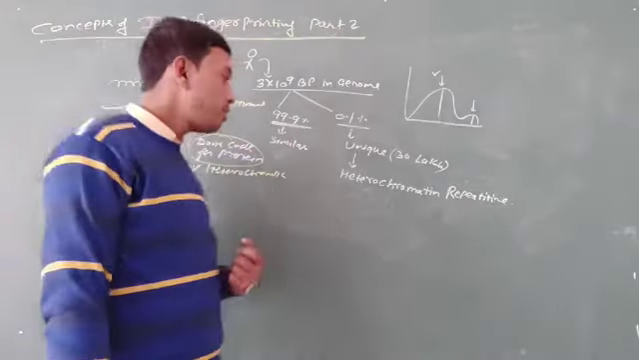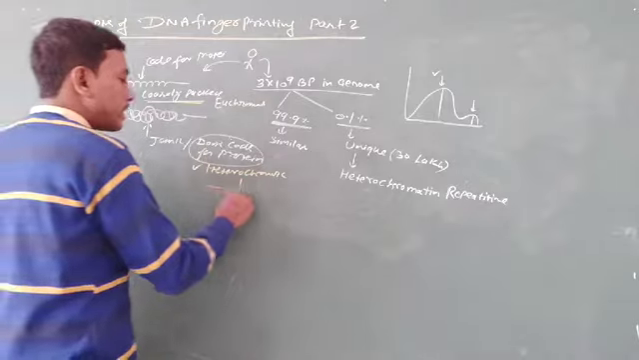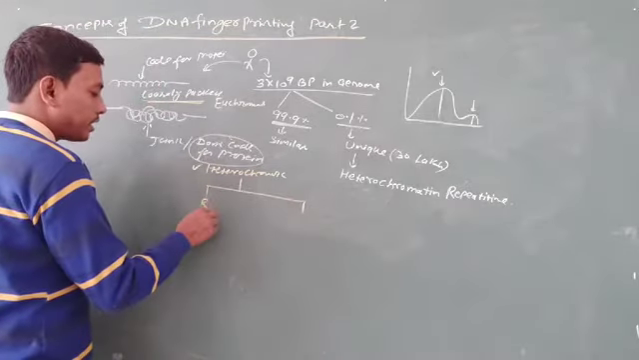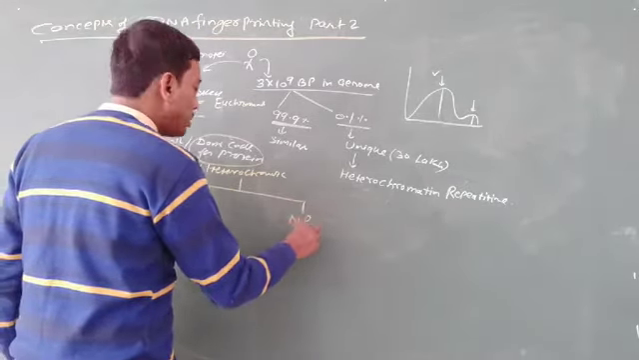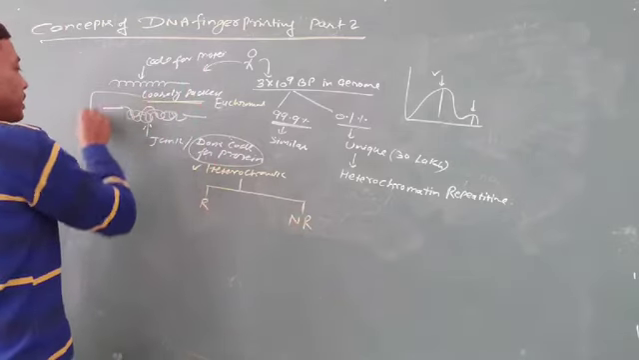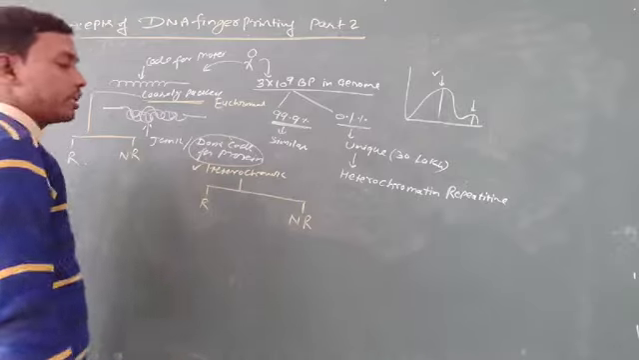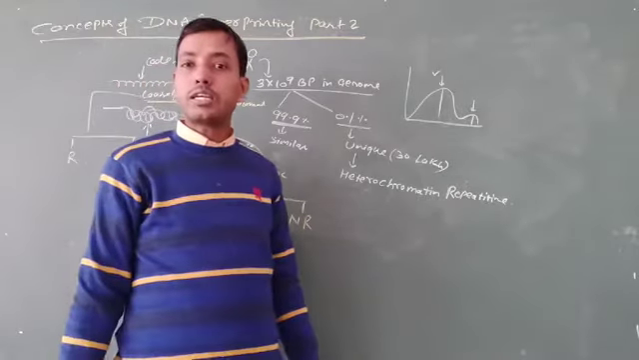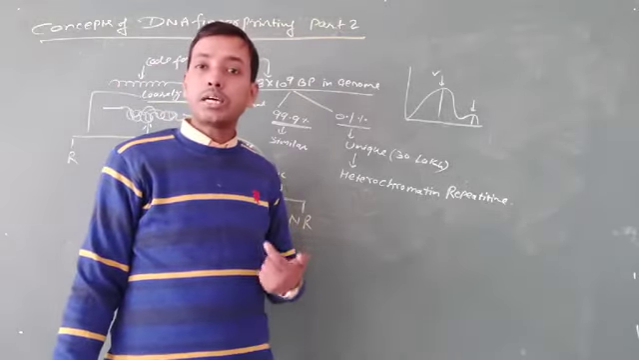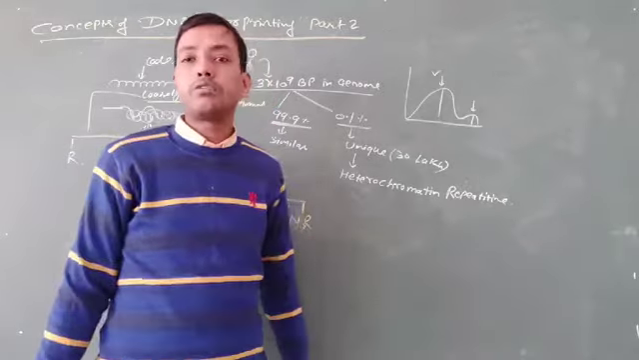Let us talk about it further. The heterochromatin can be categorized as repetitive and non-repetitive. Similarly, the euchromatin is also categorized as repetitive and non-repetitive DNA. So let us talk about the meaning of the terms repetitive and non-repetitive DNA. Listen carefully.